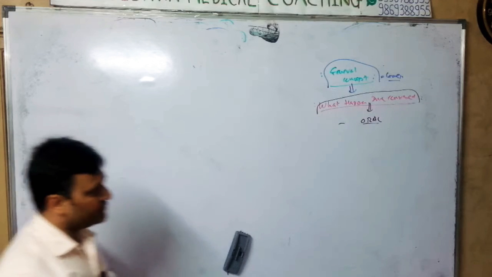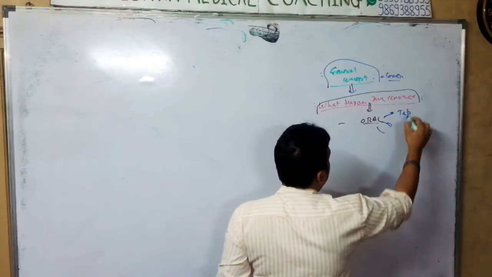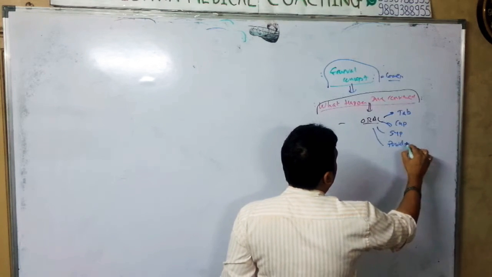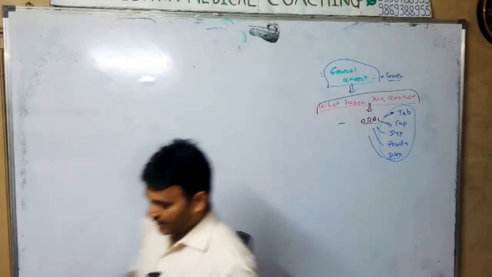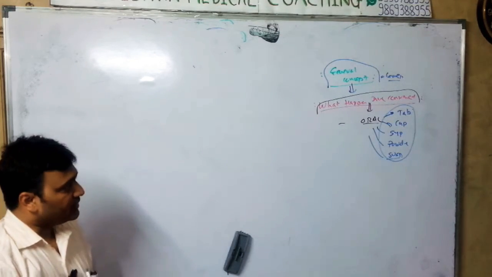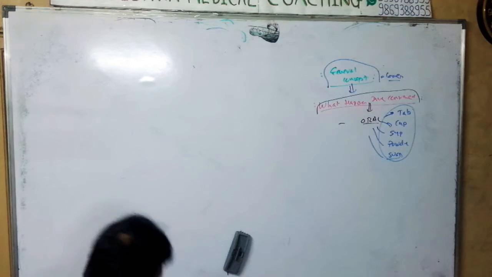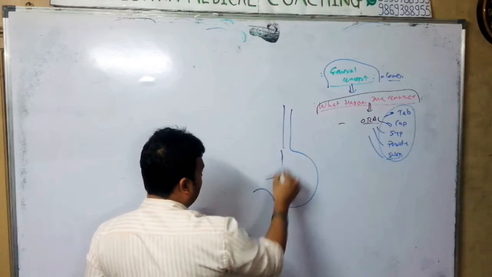Now what are the formulations? All of us know. How many formulations are there in the oral route? We have tablet form, capsule form, syrup form, powder form, and we also have a suspension form. Any of these is what is called the oral route of drug administration. Now we're going to learn what basic things happen when the drug is consumed.